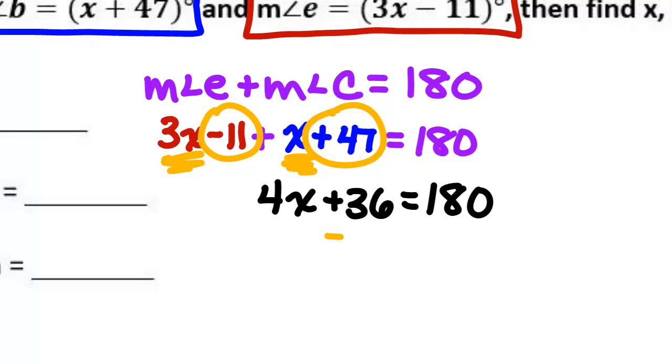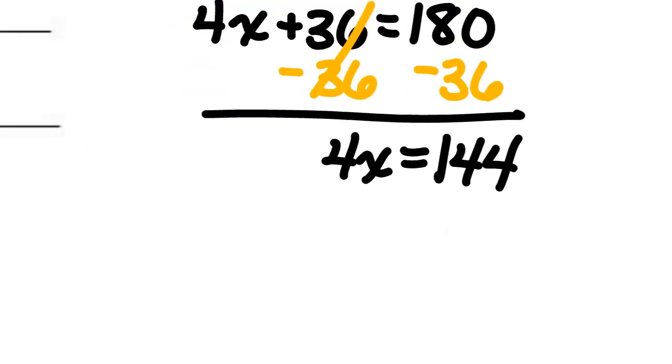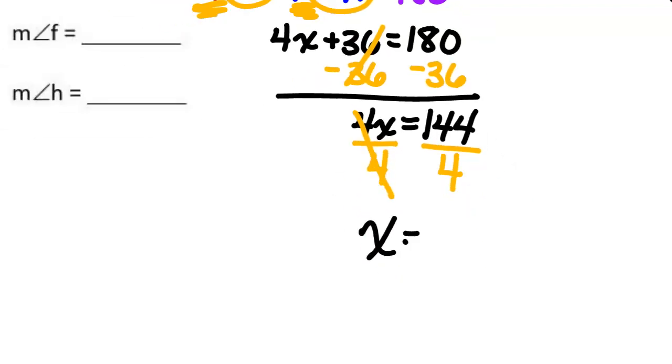I already have all my x's grouped together on one side, so I'm going to subtract 36 from both sides. So I have 4x equals 144. Divide both sides by 4, and that means x is how big? 144 divided by 4, 36.